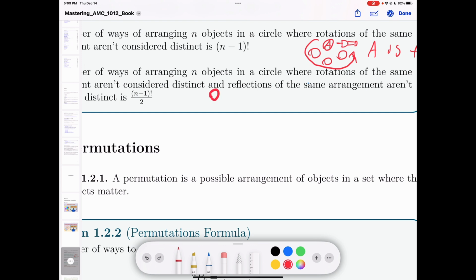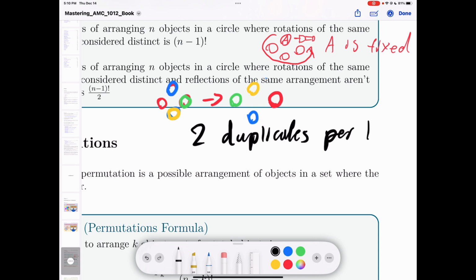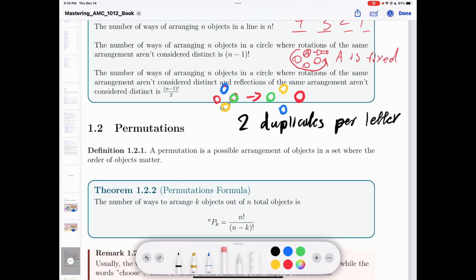So, as a reminder, I'll put it in blue to make it easier. Actually, multiple colors. So red goes here, green goes here, yellow goes here, blue goes here. So we're just saying two duplicates per letter. So no matter what we start with, since the rotations are not distinct, basically for every letter it's also reflective of the pinned letter A. So that's what I would assume.